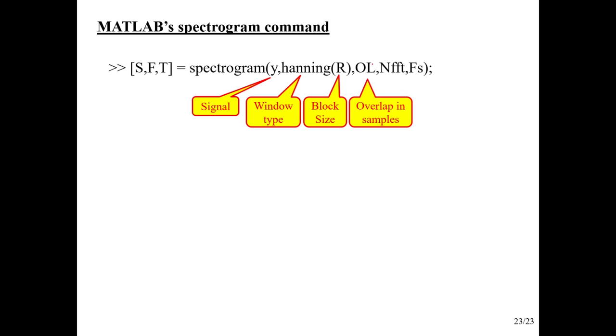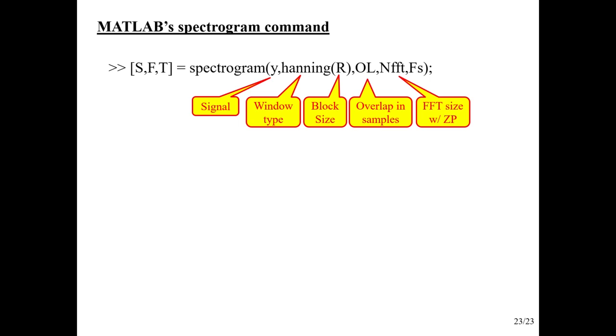So this number here needs to be less than that number. And so if you put in R here, you would have complete overlap, and that won't go anywhere. So if you want to move ahead by one sample, you would put in R minus 1. If you want 50% overlap, whatever R is, you'd put in half of it here, or at least as close to it as you can in an integer.